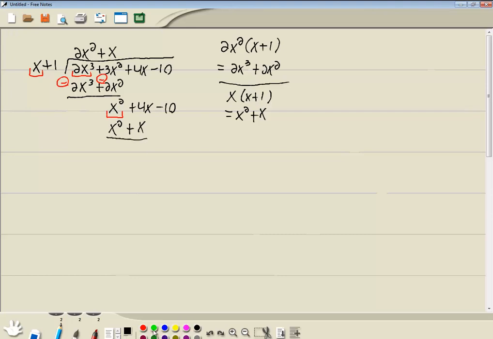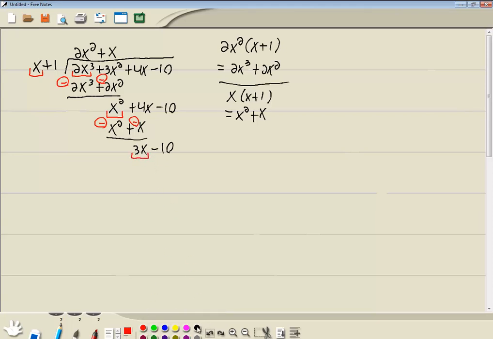Now we're going to subtract that line, which again means flip signs. So the positive x squared becomes a negative, and the positive x becomes a negative. x squared minus x squared drops away. 4x minus x is 3x. And then I'll bring down the minus 10.